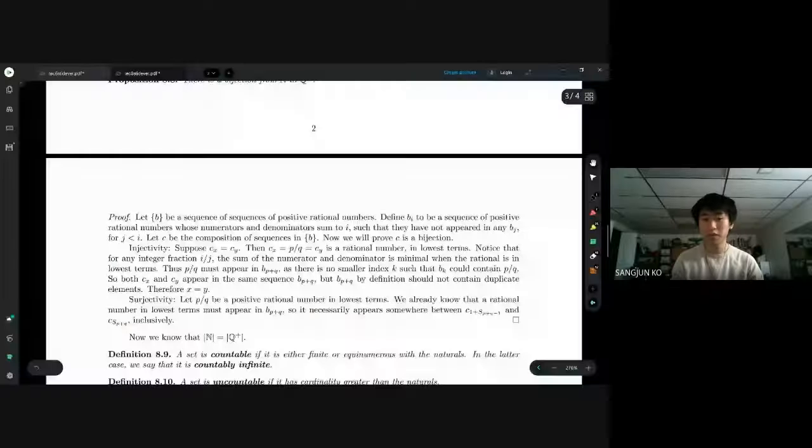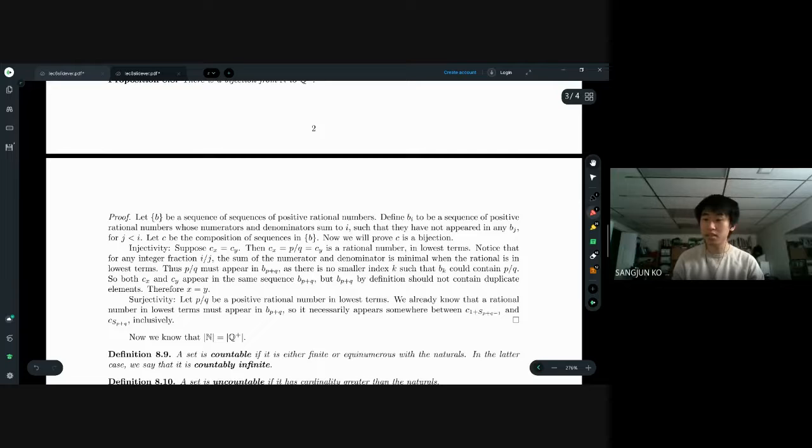Okay, so let B be a sequence of sequences of positive rational numbers, and define Bi to be a sequence of positive rational numbers whose numerators and denominators sum to I, such that they have not appeared in any Bj for j less than I.